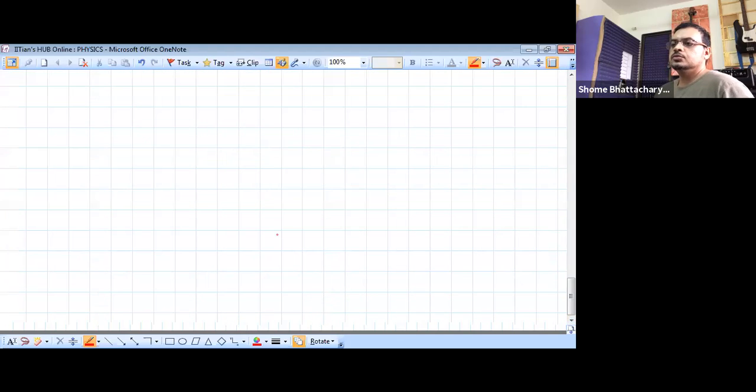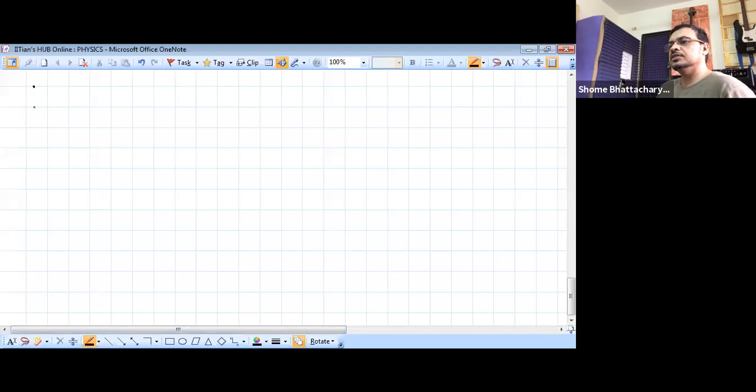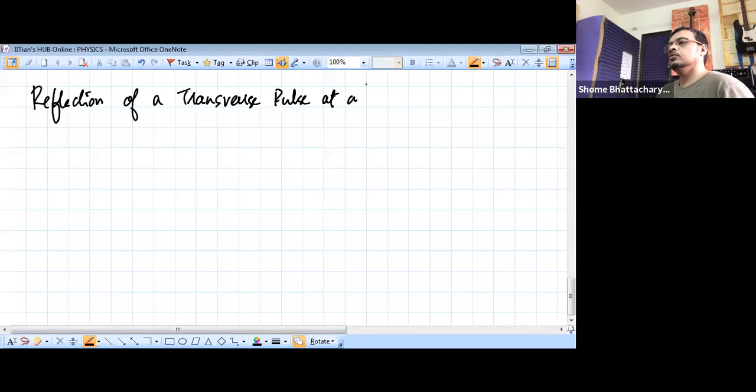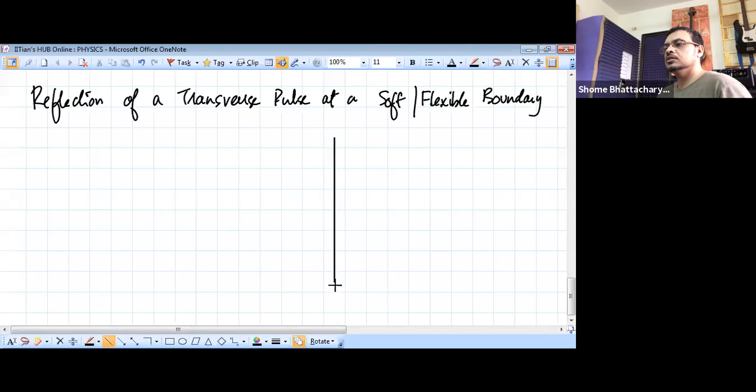All right, now moving on to the situation of reflection of a transverse pulse at what we call a soft or flexible boundary. So we'll see that the physical situation of a soft or flexible boundary is something like this. If we have, let's say, a vertical pole over here, it's kind of frictionless. It's a smooth kind of fixed pole.